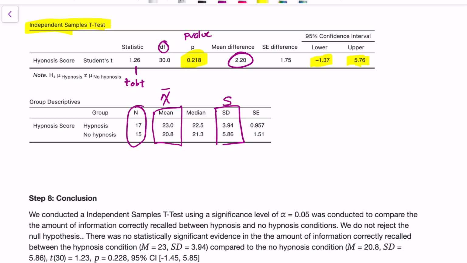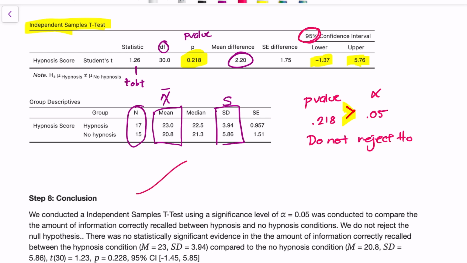We also have our p-value. Normally what we do is that we compare our p-value to our alpha. So alpha was 0.05. We know also that when the alpha is 0.05, this should be 95. If it was 90, then the alpha would be 0.1 and so on. There's a relationship there. If our p-value is greater than our alpha, which it is here, we do not reject the null hypothesis. Do not reject the null hypothesis.